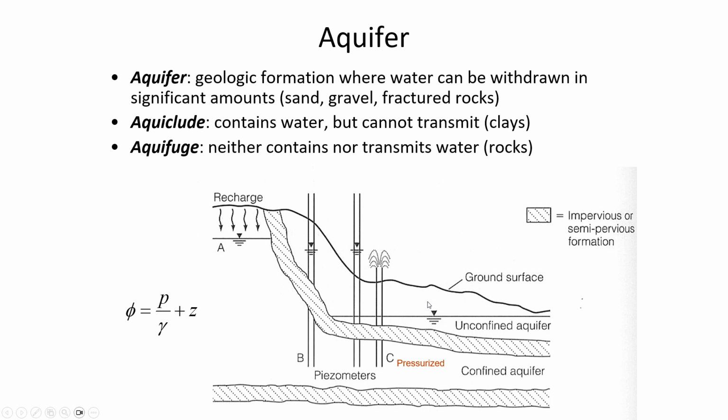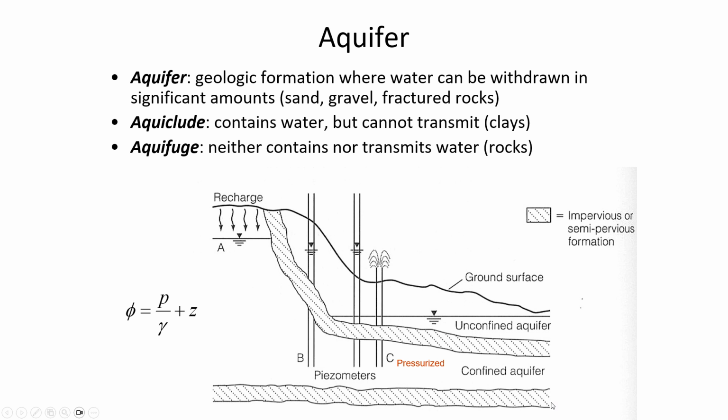An unconfined aquifer has above it only materials that can easily transmit water. This cross-hatched section here is showing something that's impervious or semi-impervious, so it could be like a layer of rock or clay that has a really low hydraulic conductivity. Where you've got water above a clay layer, it's unconfined if there's only high hydraulic conductivity water and soil above it.